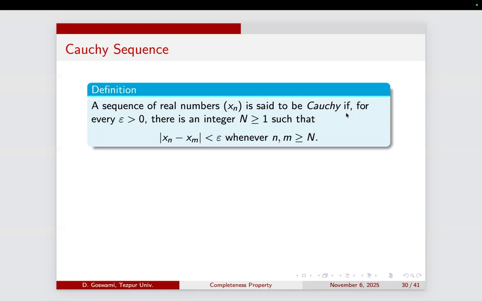Okay, that's the last topic, because many a times you will hear that the Cauchy property is the completeness property. So I cannot skip this. Please allow me 5 minutes. I'll try to complete. So by Cauchy, I mean that for a Cauchy sequence, after some stage, all the terms are very close to each other.